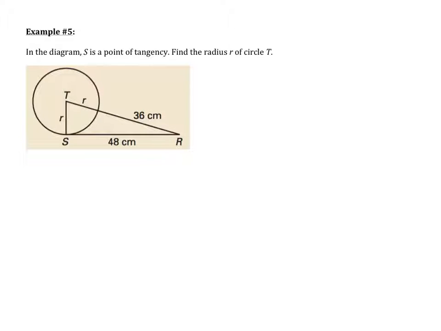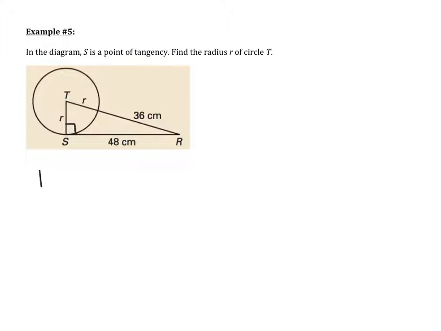Let's look at one more example where we are going to put that theorem 10.1 to use. So here's example number 5. In the diagram, S is a point of tangency. Find the radius R of circle T. So in this problem, we are told that this line is tangent to the circle. So we can automatically assume that it is perpendicular to the radius. So now notice that a right triangle is formed. So that means we can use the Pythagorean theorem.